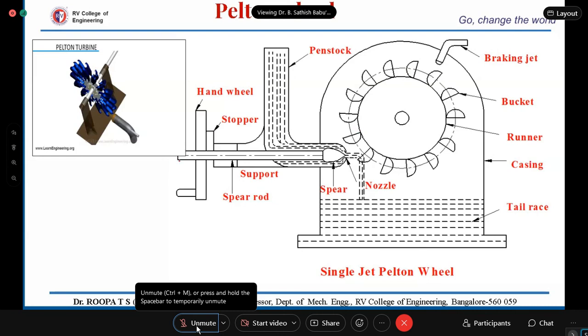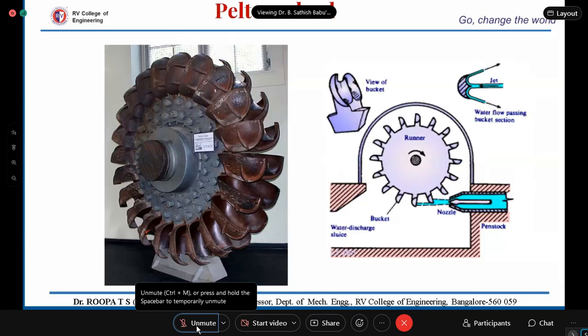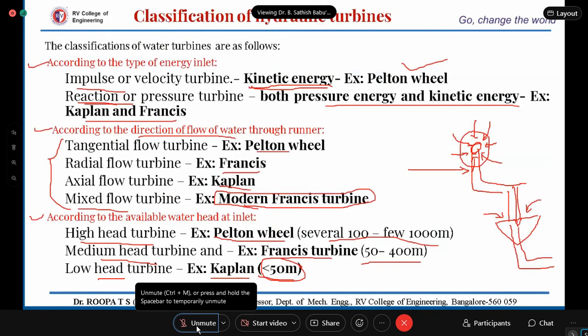So whenever you take any type of turbine, let it be a Pelton, Kaplan or Francis, the very first sentence you should state when writing the answers is what type of turbine it is. So Pelton means it is an impulse tangential flow high head water turbine. If I go to the classification, you can see Pelton is impulse according to the first classification, tangential flow in the next, and high head in the next.